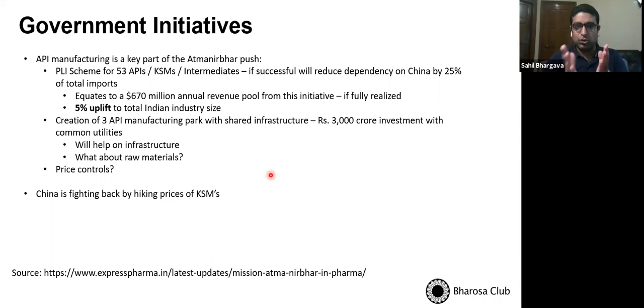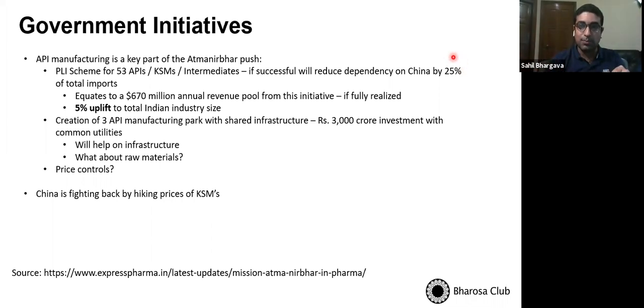So the government has talked about a few things, right? So one is a PLI scheme, so production linked incentive scheme, for 53 APIs, KSMs, and intermediates. So essentially, they're trying to get these things produced within India. And if this is successful, it will reduce dependency on China by 25% of total imports. So what we can do is use this 25% to calculate what the revenue pool is from this initiative. We don't know if this is going to be successful or not, but let's assume it's 100% successful. How much incremental revenue could this add to our market size?